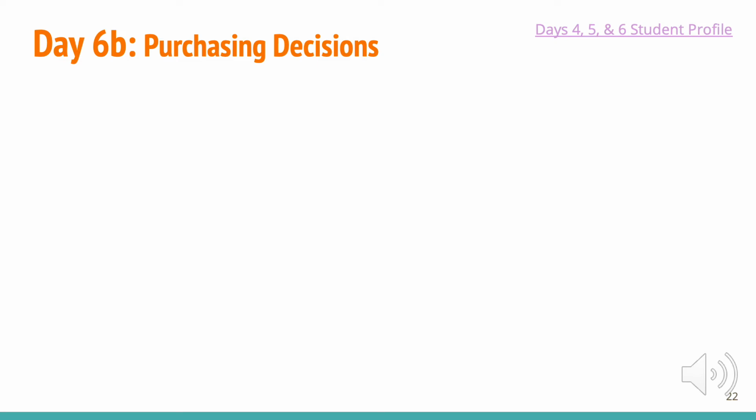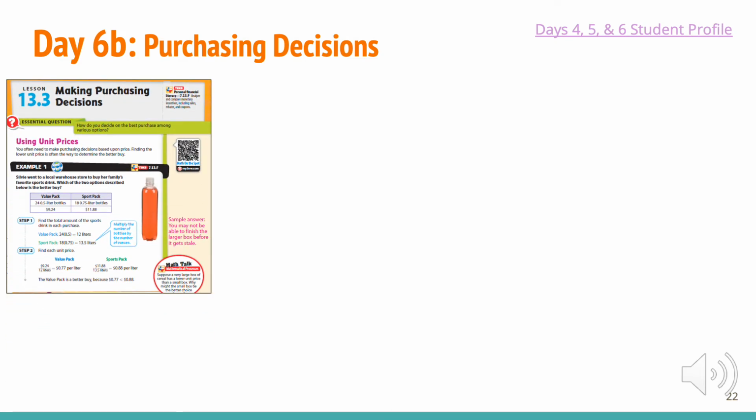Let's finish up with day 6 on purchasing decisions. All the percents that we've been discussing and learning the last few days, now students will have to make some purchasing decisions. Decisions can be based on using a unit price. Again, this can be done using a proportion bar. For example, if they know what the cost of 24 ounces is, then they can use the proportion bar to scale it down to just what's the cost of 1 ounce.